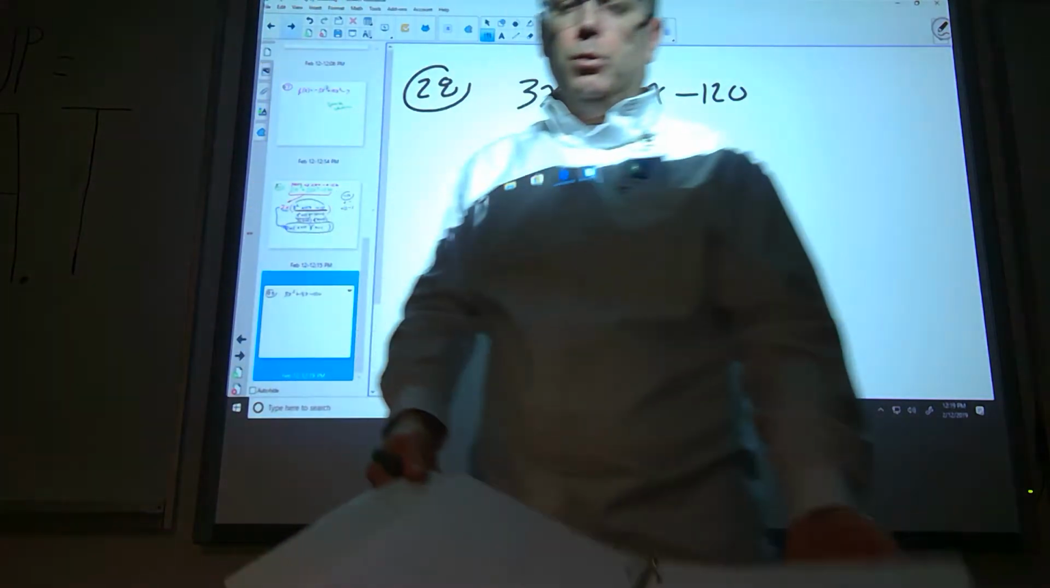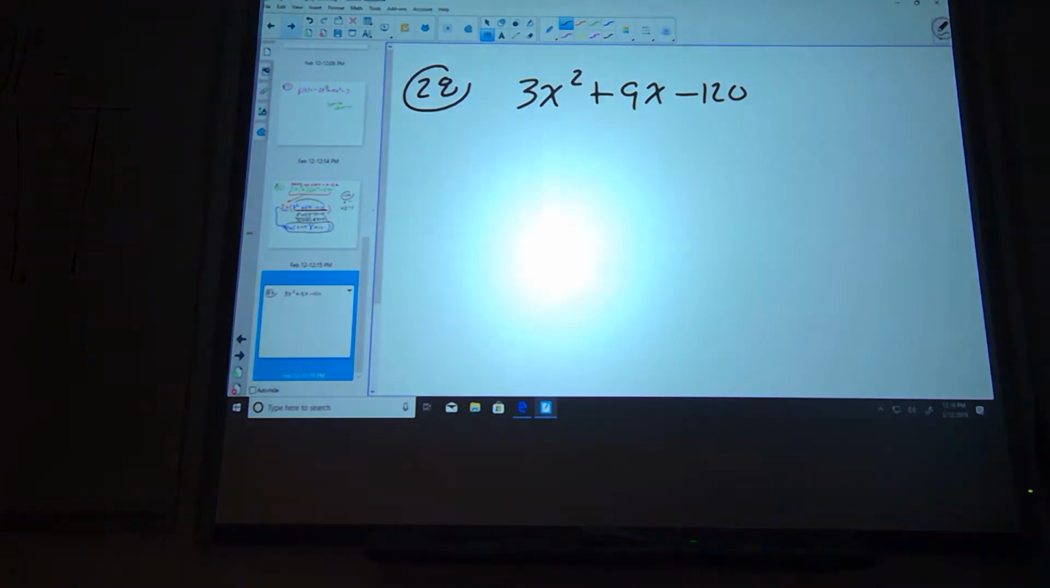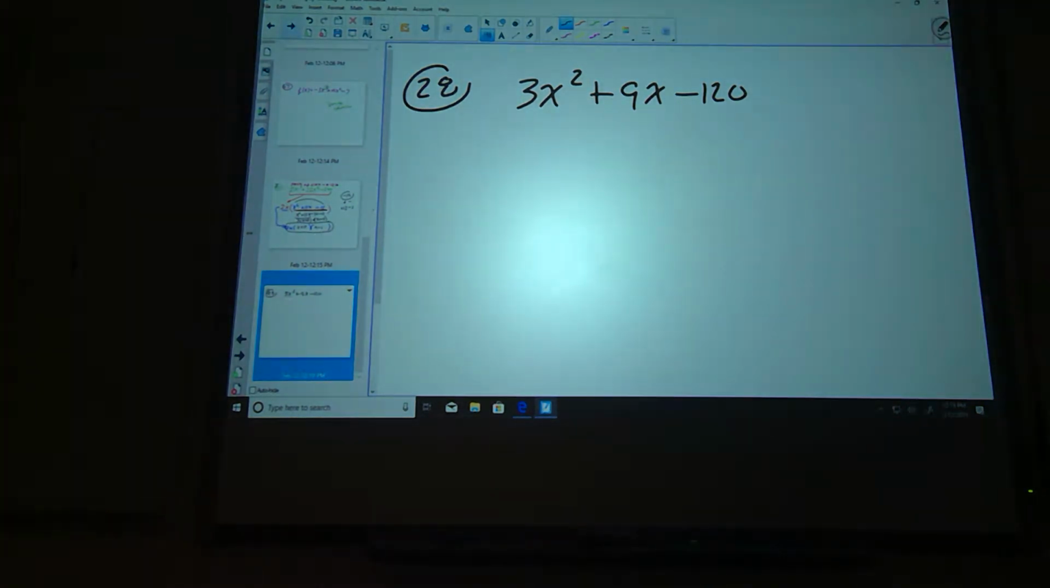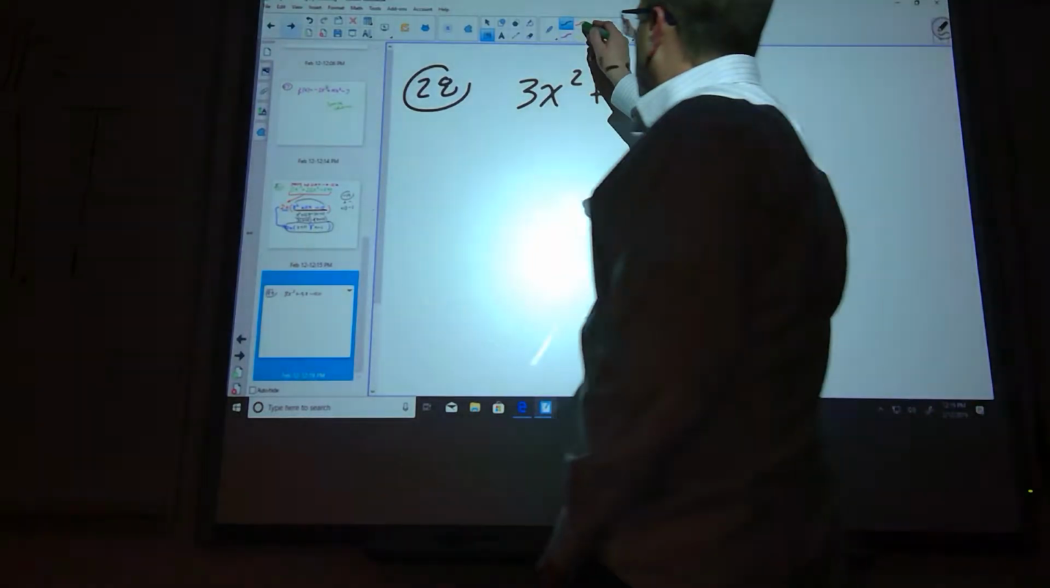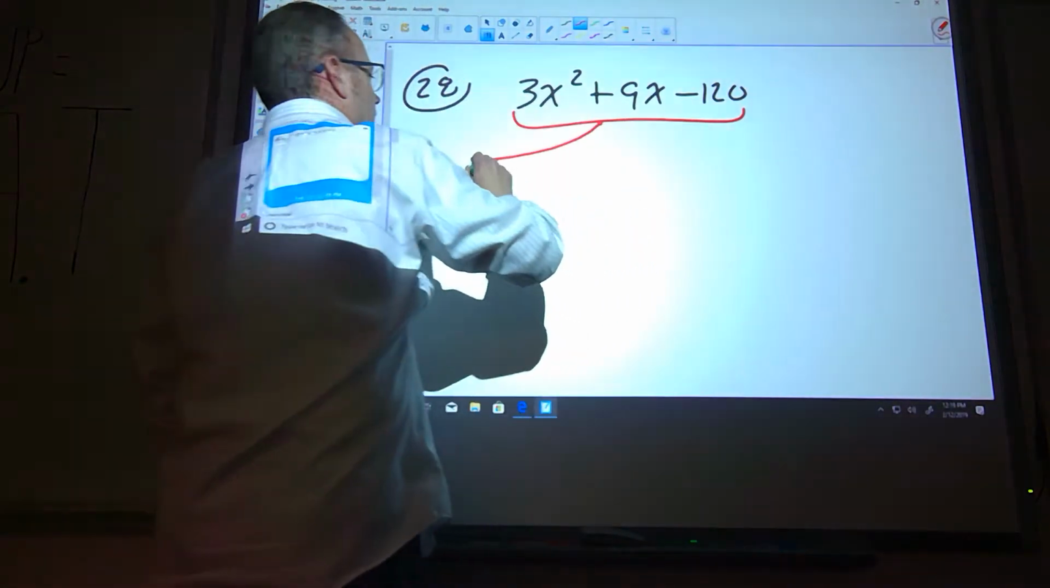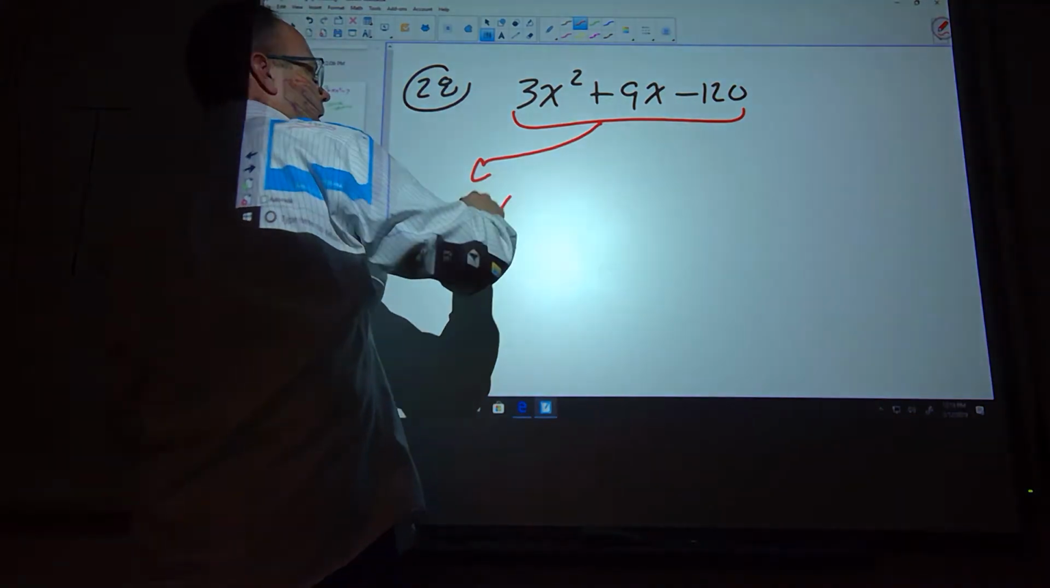Is there an equal sign up here? No. So I'm not solving it. Do I have a greatest common factor that's a number? 3. Do all 3 terms have an x? No. So I can factor 3 out of each term. All 3 of these have a 3 in common. We're going to rewrite it with the 3.